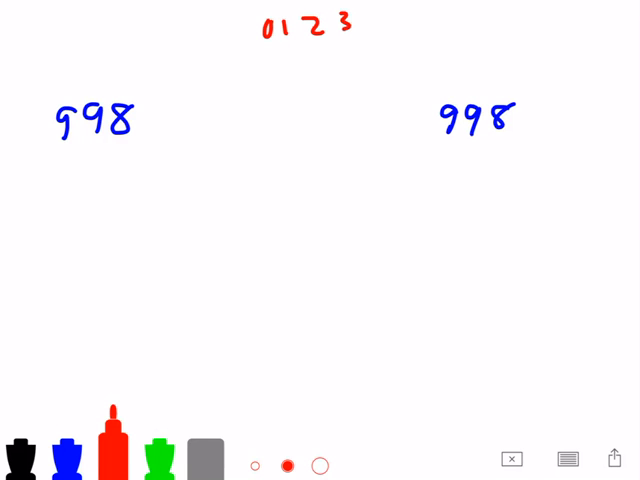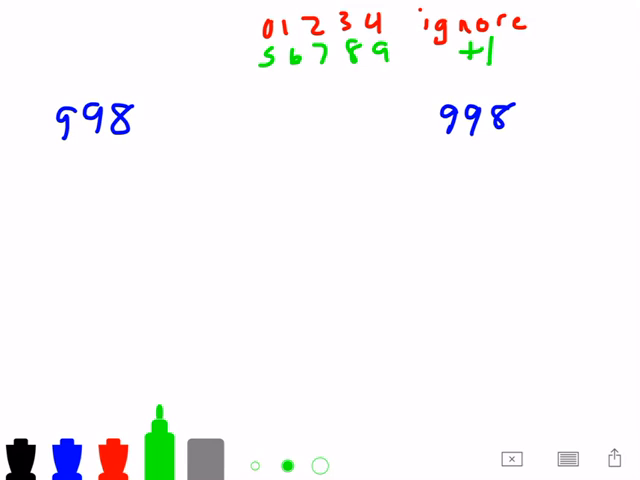We're going to round the number 998 first to the nearest hundred and then to the nearest 10. So when rounding, remember 0, 1, 2, 3, 4 tells us to ignore the number in the rounding place, and 5, 6, 7, 8, and 9 tell us to add 1 to the number in the rounding place.